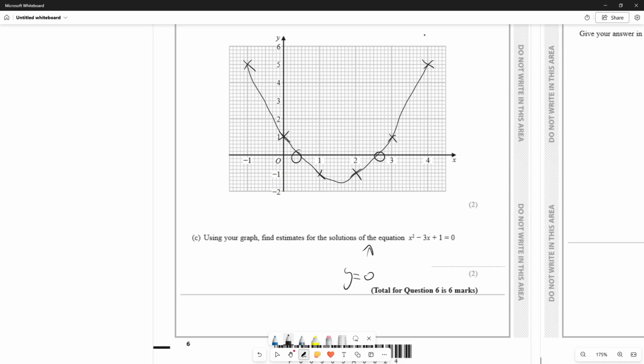This, I would call it 0.4, and this I would call it 2.6, so 0.4, 2.6. And the mark scheme allows you from 0.3 to 0.5 and 2.5 to 2.7, okay?